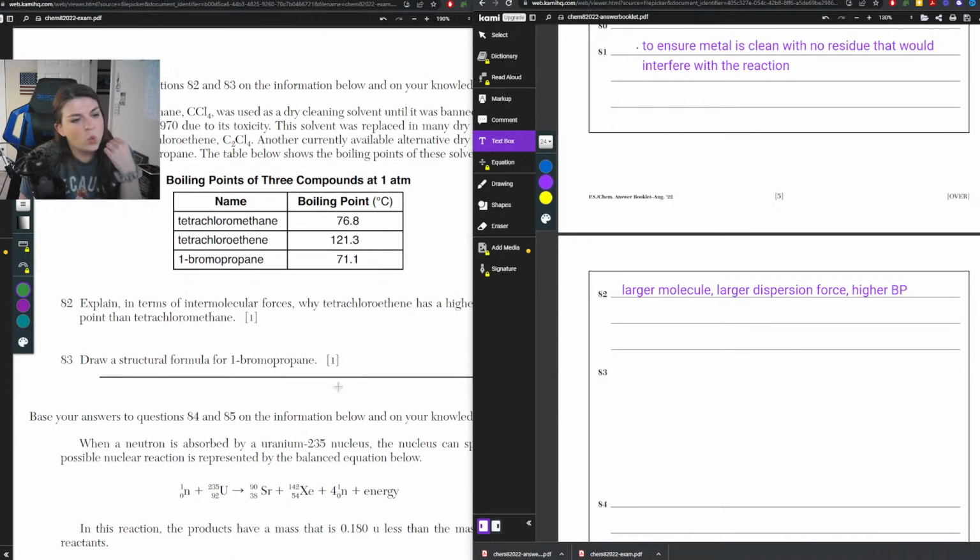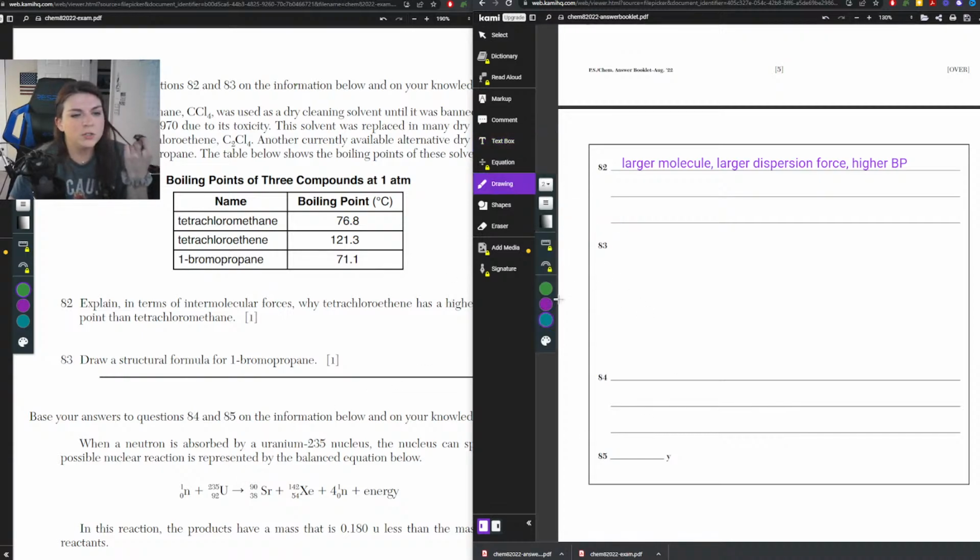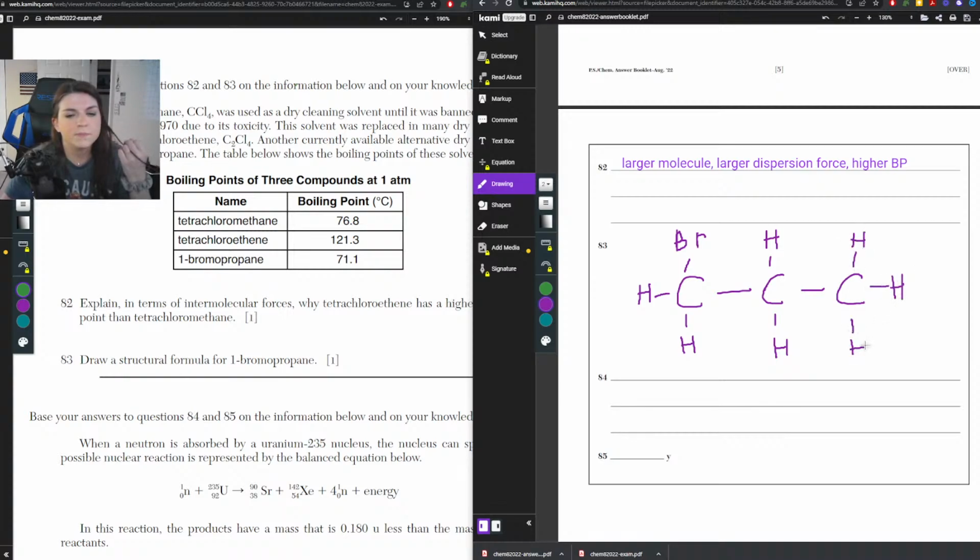The structural formula for 1-bromopropane. Okay, drawing organic molecules. To begin, we work backwards. We have a propane, and propane is 3 carbons, all single bonded. And then I have a 1-bromo, so I'm going to put a bromine on the first carbon. That could be the first carbon on the left or the first carbon on the right. Just make sure that it's on the end. And then we're going to fill in with hydrogens and make sure that every carbon has only 4 bonds. Most common mistake is to give extra bonds. Just like that.